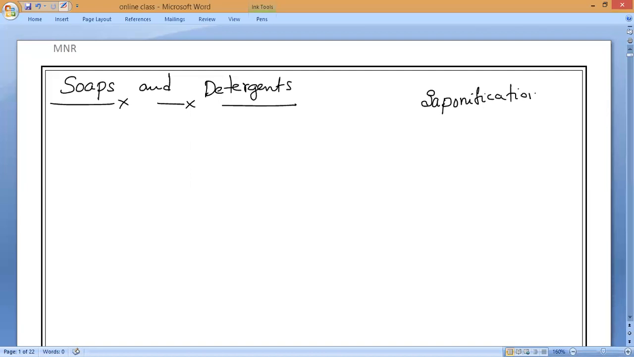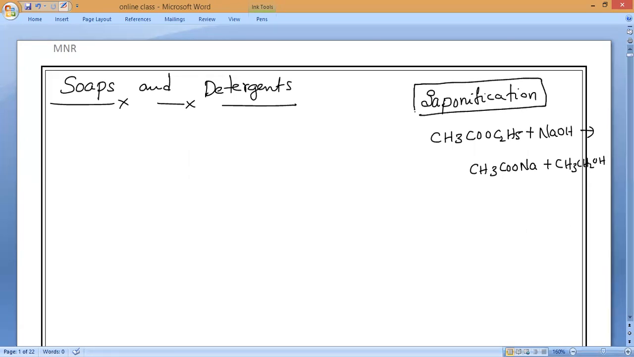Yes. In the saponification, if you have noticed, the ester will react with sodium hydroxide. Can anybody tell me, CH3COOC2H5 plus sodium hydroxide will react, so what are we going to get? CH3COONa plus CH3CH2OH. That is, sodium acetate plus ethanol will come. This is the process we call saponification. Do you remember all of it?